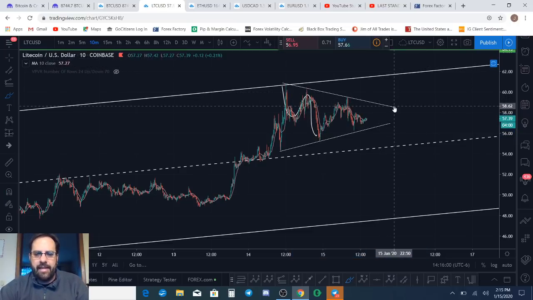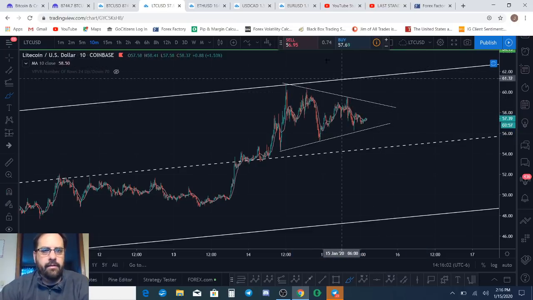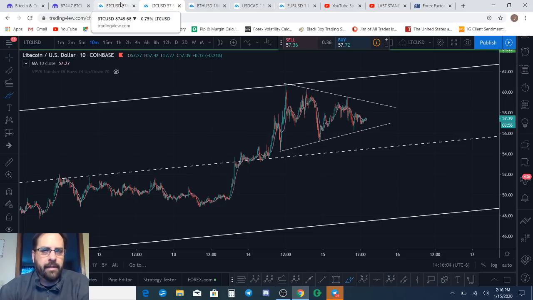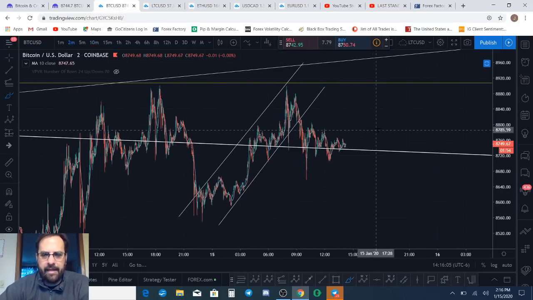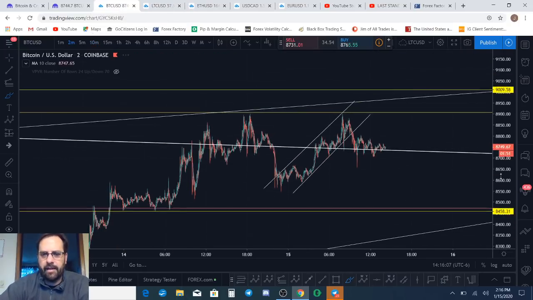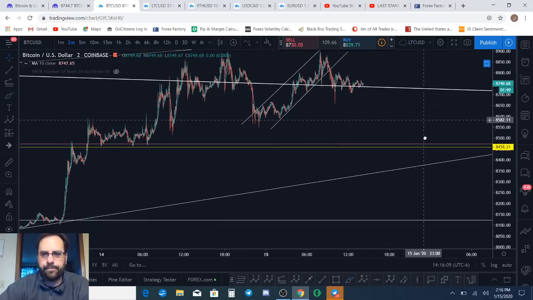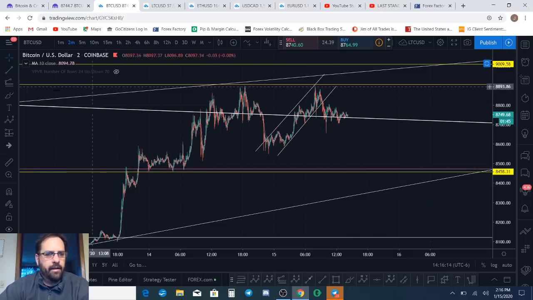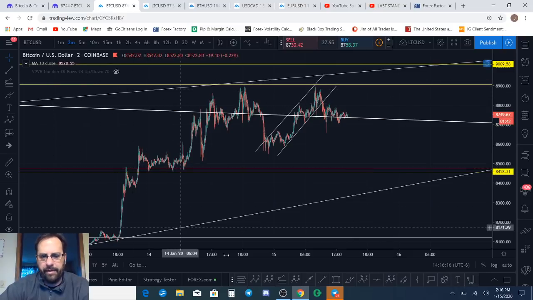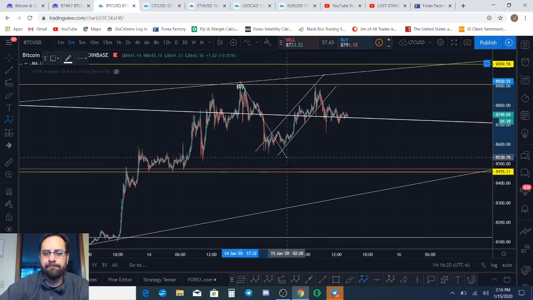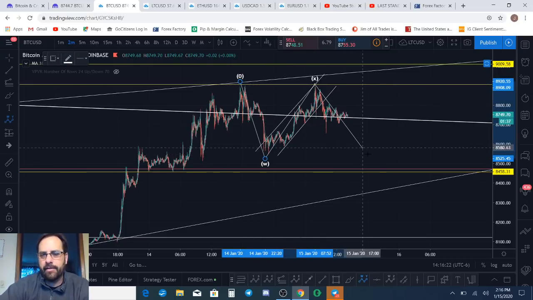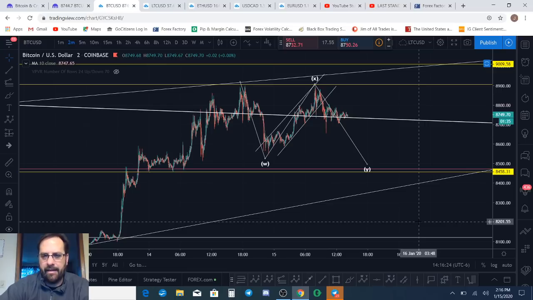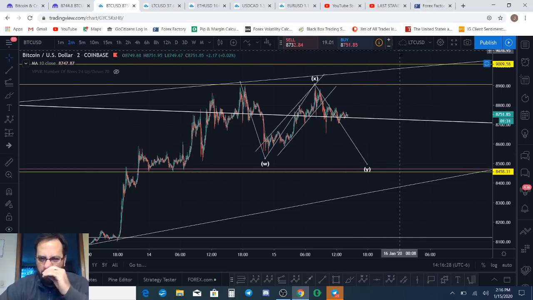So if that tells the tale in any kind of way, then Bitcoin might just be in a complex correction. And if that's the case, Bitcoin's going to basically do something like this here, if I had to guess. Make some kind of a flat or a WXY wave like that. Come on down here and then break out to the upside.